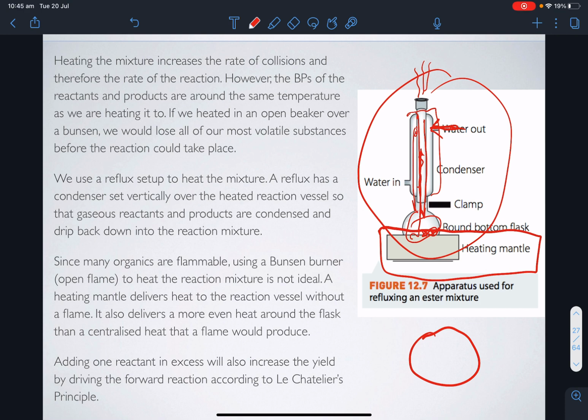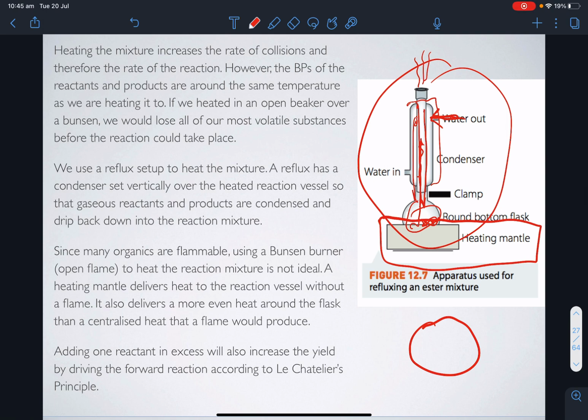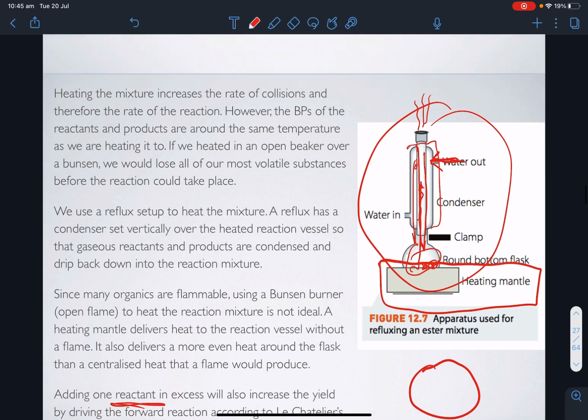Not having an open flame, because we've got volatile compounds there, so they're going to be very flammable. So we use a heating mantle instead, so we don't have an open flame. One other thing that we use to increase the yield is we always add in one of the reactants in excess to drive the reaction towards the product side. Either the alcohol or the carboxylic acid, we dump in a whole heap to try and push it as far as we can.